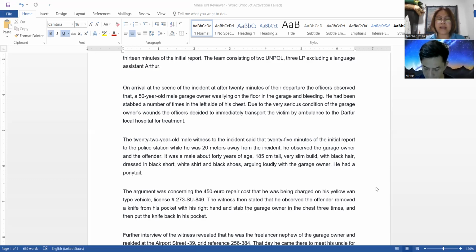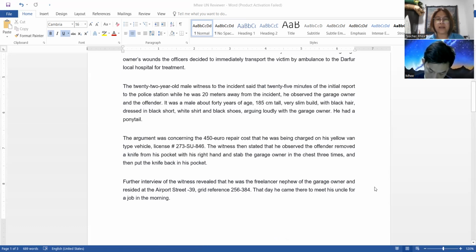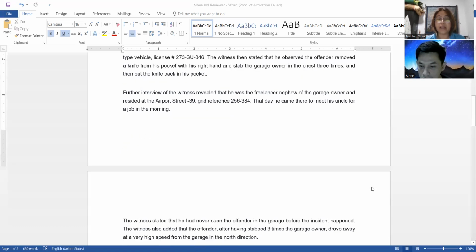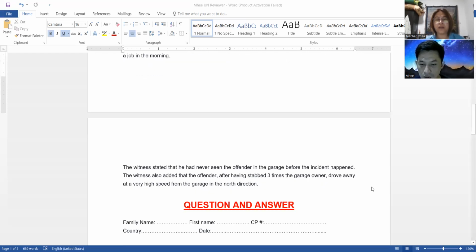SU846. The witness then stated that he observed the offender remove a knife from his pocket with his right hand and stab the garage owner in the chest 3 times and then put the knife back in his pocket. Further interview of the witness revealed that he was the freelancer nephew of the garage owner and resided at Airport Street 39, grid reference 256384. That day, he came there to meet his uncle for a job in the morning. The witness stated that he had never seen the offender in the garage before the incident happened. The witness also added that the offender, after having stabbed the garage owner 3 times, drove away at a very high speed from the garage in the north direction.